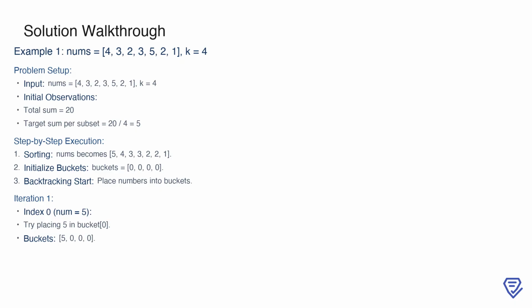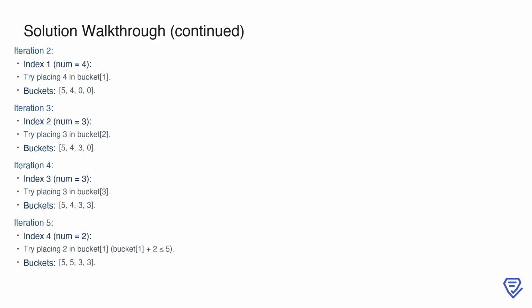Using a backtracking approach, we attempt to place each number in the array into one of the buckets. For the first iteration, we take the largest number, which is 5, and place it into the first bucket. This gives us updated buckets 5, 0, 0, 0. Next, we proceed to the second number, which is 4. Since the first bucket already contains 5, we try placing 4 into the second bucket. This results in the buckets being updated to 5, 4, 0, 0.